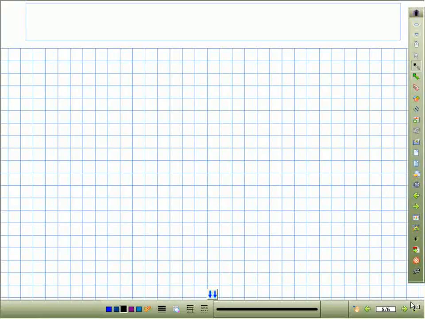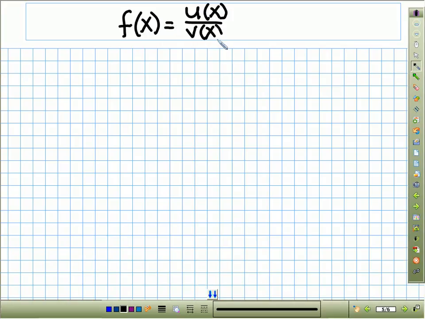Now that we've studied the power rule and the product rule, we're ready to tackle the quotient rule. In other words, we're ready to find a general form that will enable us to differentiate u of x over v of x. Of course, v of x not equaling 0.